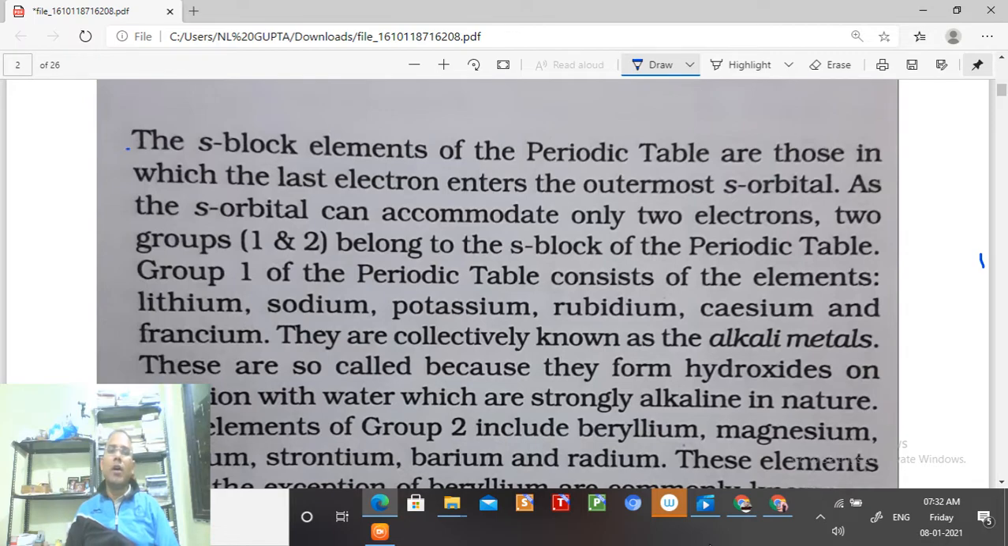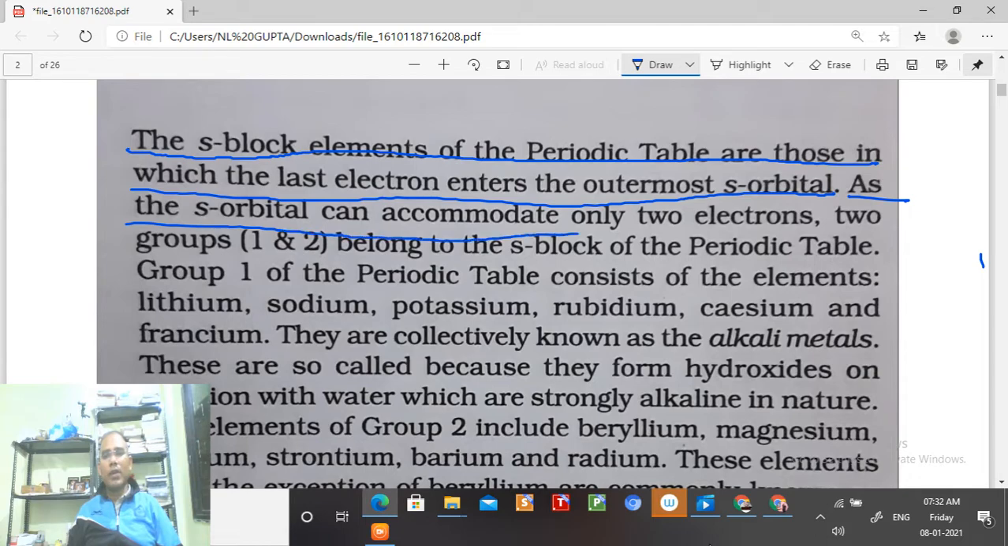The S block elements of the periodic table are those in which the last electron enters the outermost S orbital. That is, S block element means the last electron, the differentiating electron, is entering into the S orbital. As the S orbital can accommodate only two electrons, group 1 and 2 belong to the S block elements.